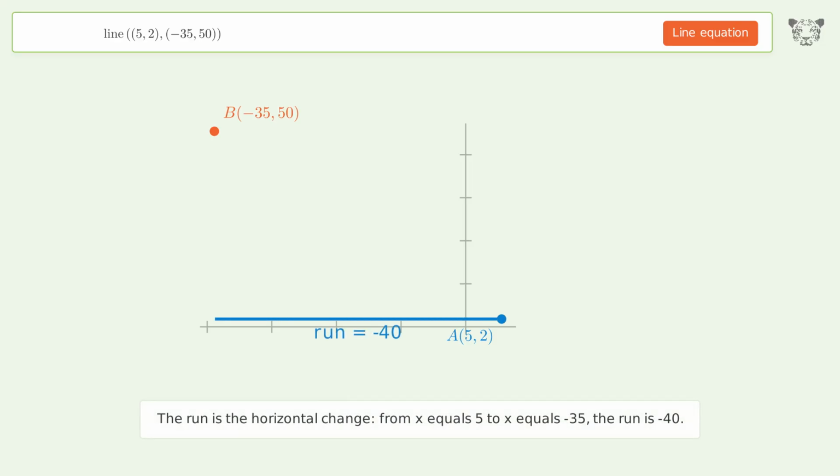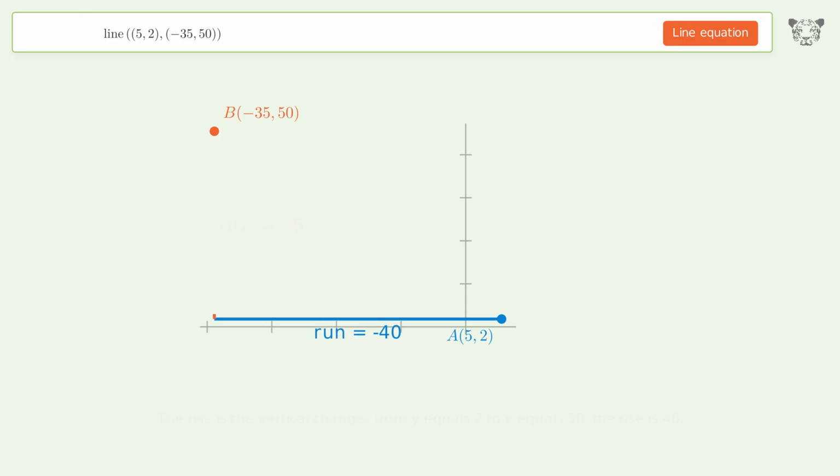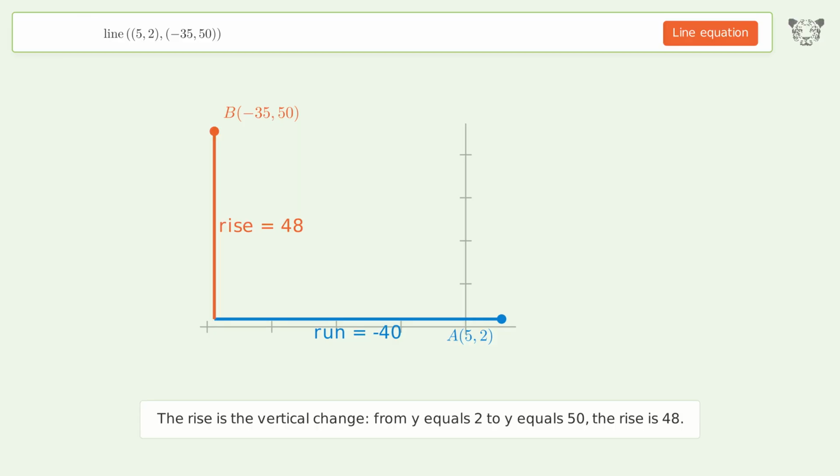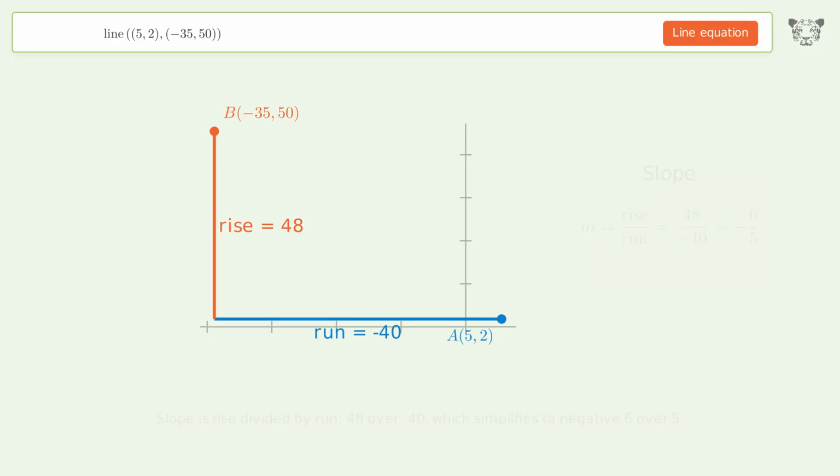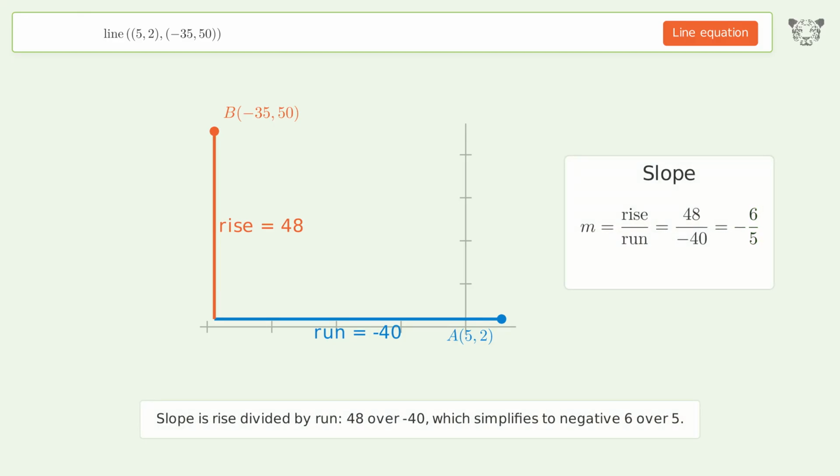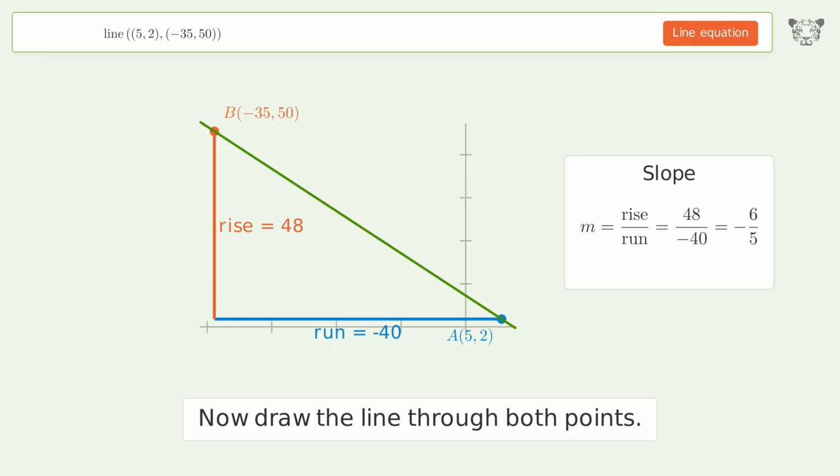The run is the horizontal change, from x equals 5 to x equals -35, the run is -40. The rise is the vertical change, from y equals 2 to y equals 50, the rise is 48. Slope is rise divided by run, 48 over -40, which simplifies to -6 over 5. Now draw the line through both points.